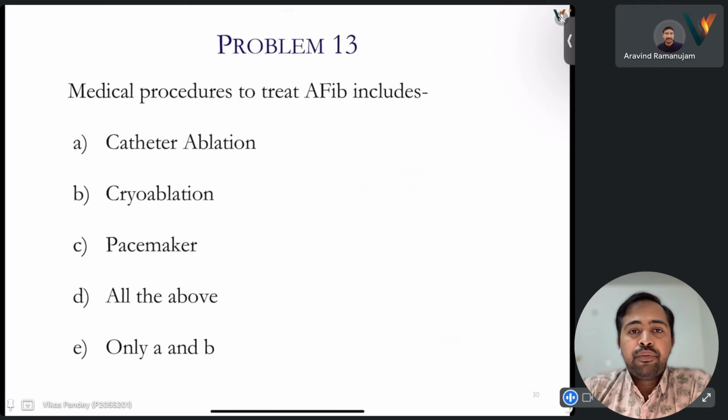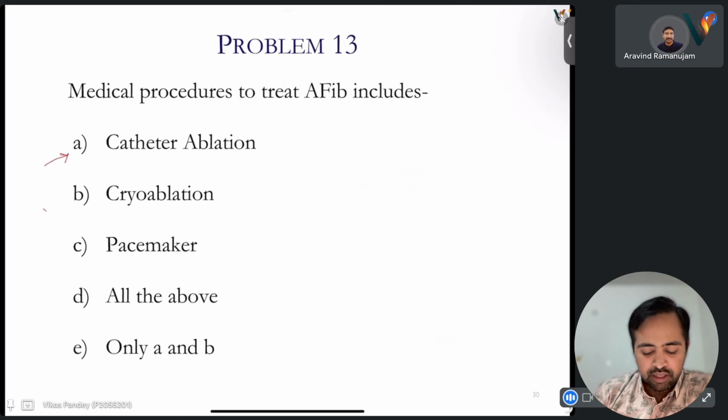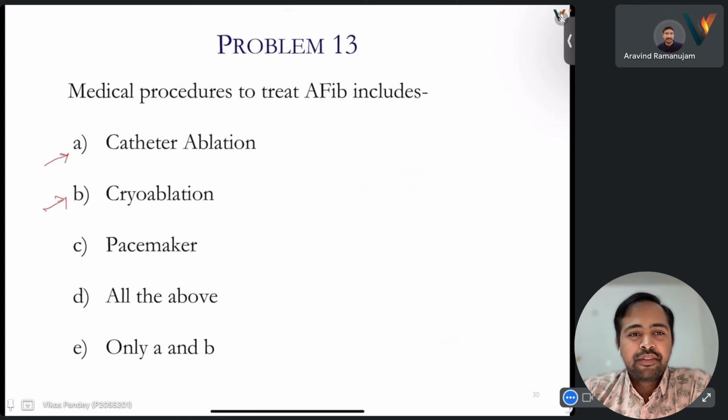The medical procedure to treat AFib includes catheter ablation, cryoablation, pacemaker, all of the above, or only A and B. Only A and B, sir. What about C? Catheter ablation is there, cryo, pacemaker. Yes. Pacemaker is generally used to start the electrical signals, sir. If the heart is not working with the electrical signals, we have to provide additional electrical signals. Yes, sir.